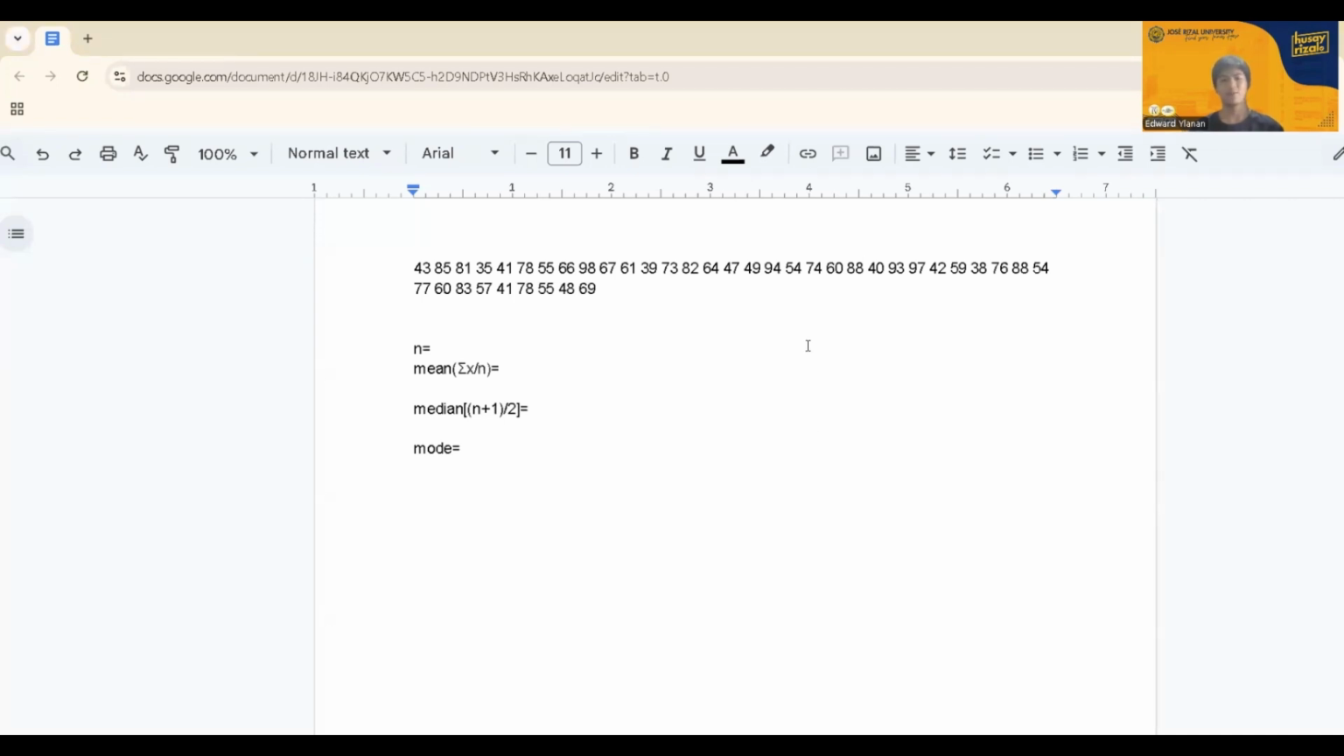Now, today we will be doing a manual computation for ungrouped mean, median, and mode. So let's start. And this is the data that we will be using.